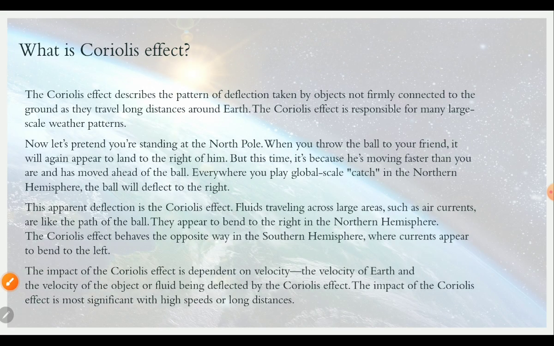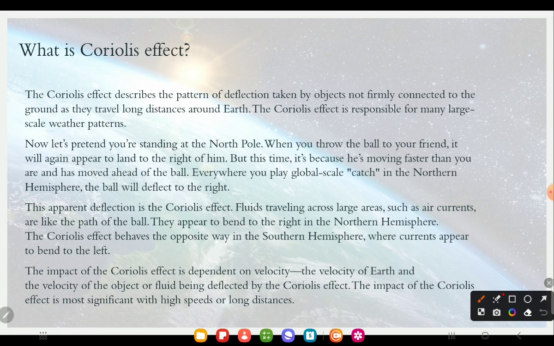Let's see what the Coriolis effect is. The Coriolis effect describes the pattern of deflection taken by objects not firmly connected to the ground as they travel long distances on Earth. The Coriolis effect is responsible for many large-scale weather patterns. So it is saying that because of the rotation of the Earth, the air is getting deflected and changing its path, and that is why it is not moving straight from the high pressure belt to the low pressure belt. It is changing its path, east to west, west to east, like that. And the Coriolis effect is responsible for many large scale weather patterns.